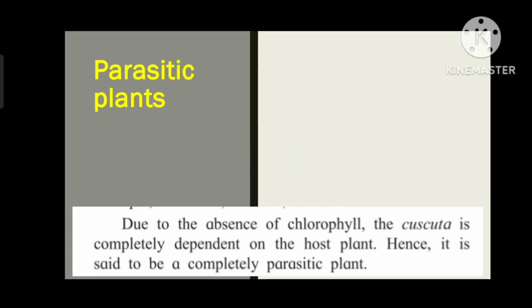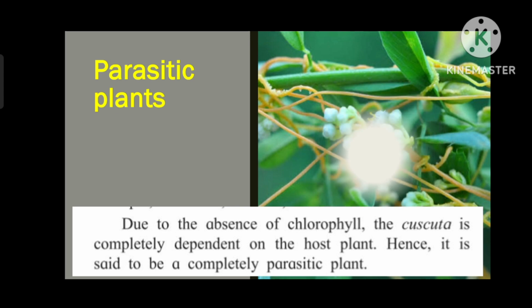Parasitic plants. Due to the absence of chlorophyll, the cuscuta is completely dependent on the host plant. Hence, it is said to be a completely parasitic plant.